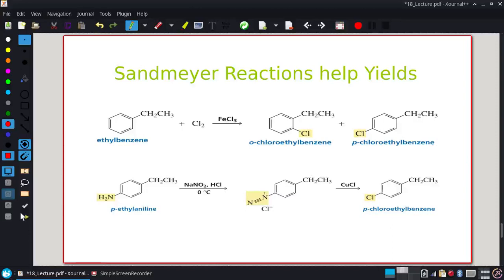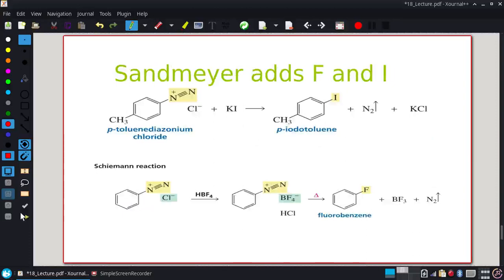And then sodium nitrite would turn that into a diazonium salt, and then copper 1 chloride would turn that into a chlorine. So we see that we can get better yields by utilizing this technique. Alright, and we can use this to add fluorine and iodine, which we can't do with F2.